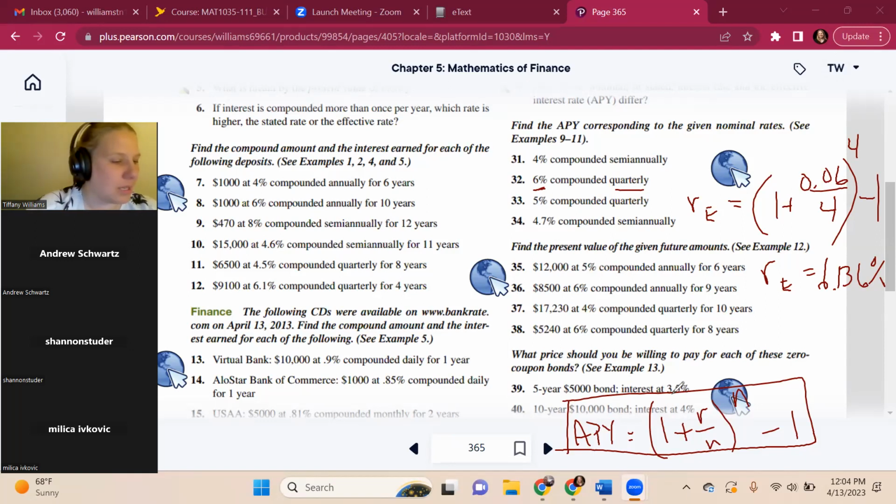So that's the effective rate. Let's move on. Guys, does everybody have this formula written down? You want this formula written down, because again, it's not in your book. And it took me 3 times to get it right. So there you go.